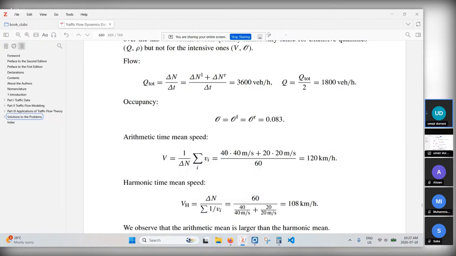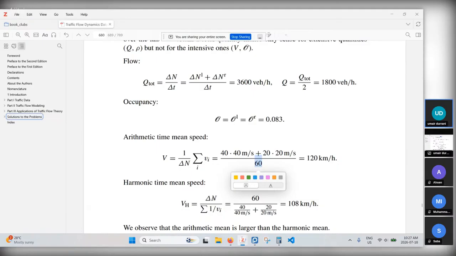How are there 40 vehicles? It's because of the time interval. The time headway is 1.5 seconds for the left lane and 3 seconds for the right lane. In 60 seconds, 40 vehicles would pass given 1.5 seconds of time headway. In 60 seconds, 20 vehicles would pass the detector when the time headway is 3 seconds in the right lane. So we do that for all vehicles, we get their speeds, and then we divide by 60 vehicles, 40 plus 20, and that turns out to be 120 kilometers per hour.